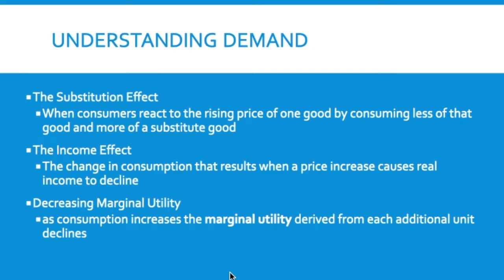So the less useful something is to you, the more you consume it, the less useful it becomes, and the less you'd be willing to pay for it. So it's decreasing marginal utility. How would this look if we were to graph it or with numbers?